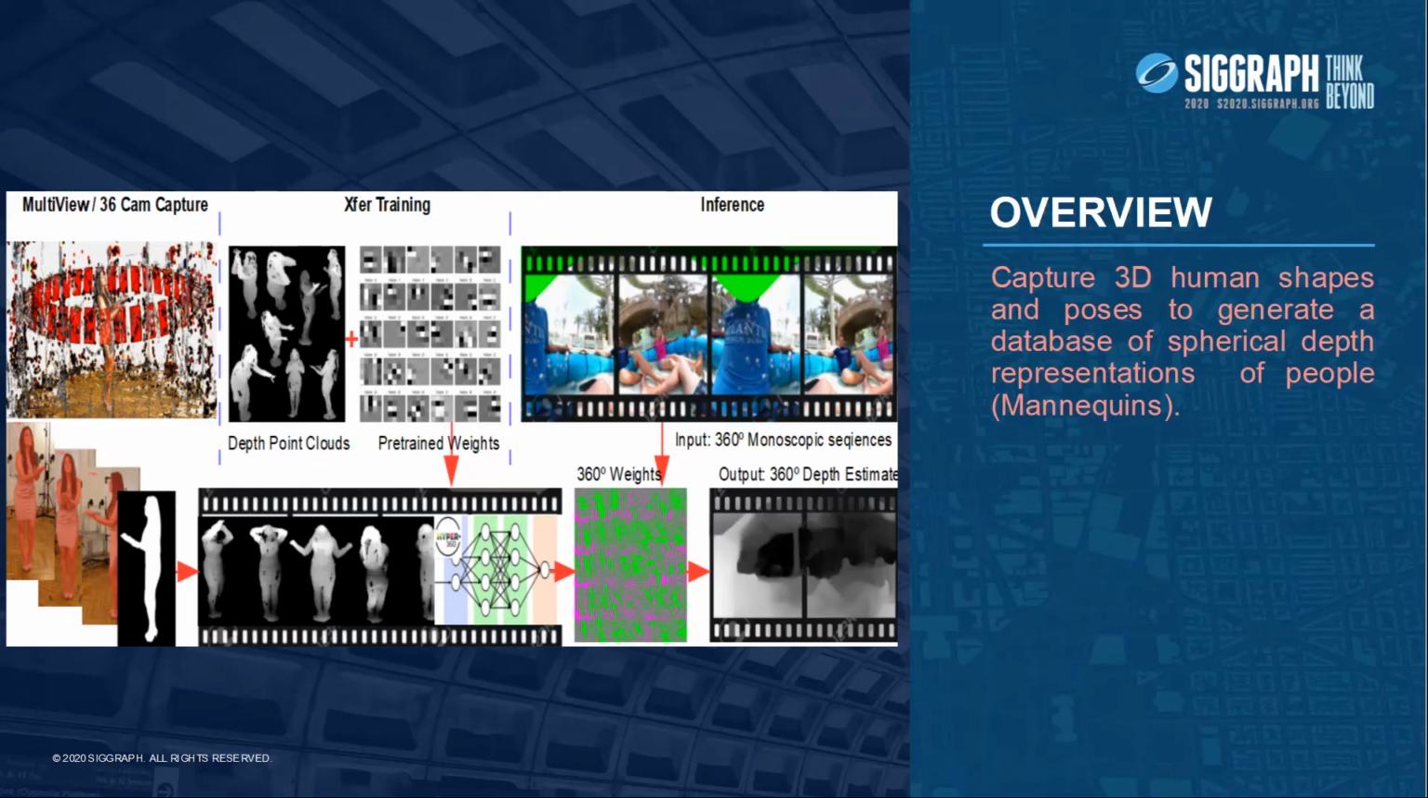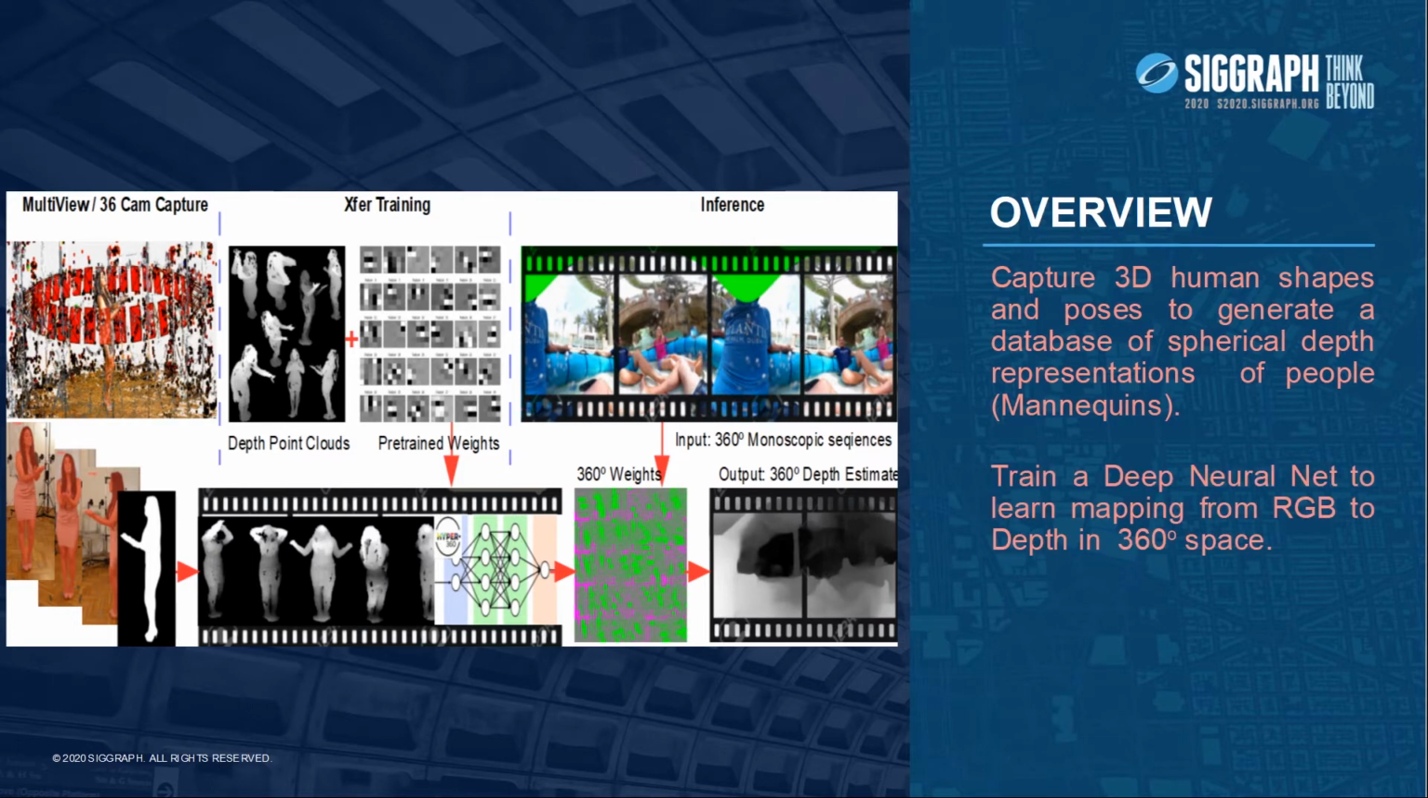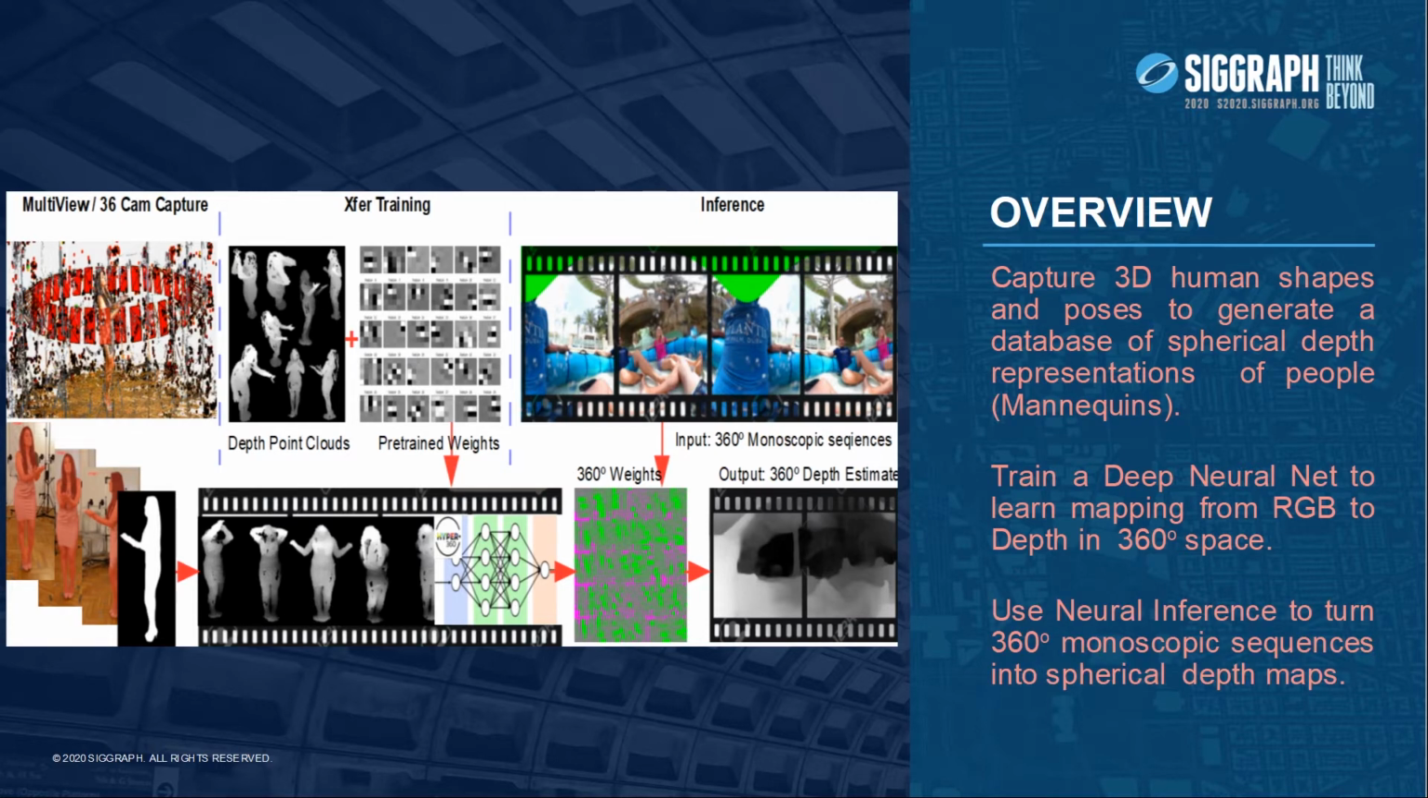We capture 3D human shapes and poses to generate a database of spherical depth representation. We call them mannequins. Then we train a deep neural net using transfer learning and use neural inference to turn a 360 video into a depth map.